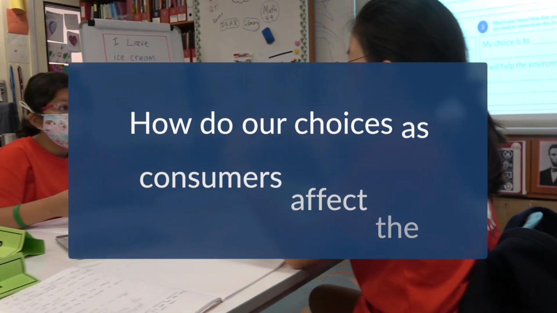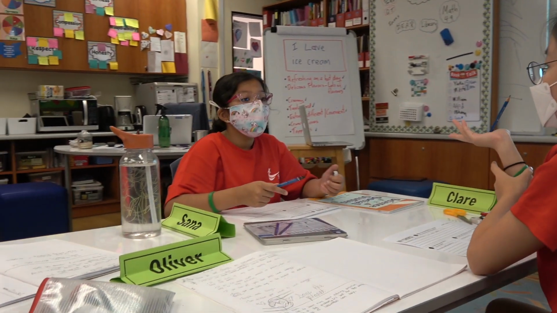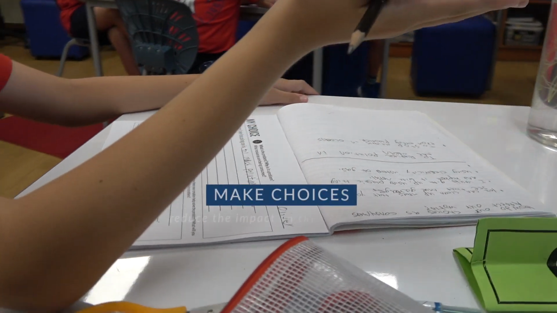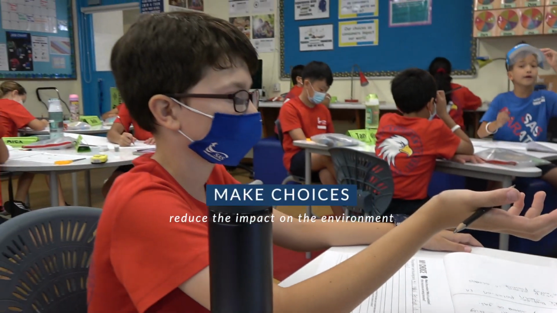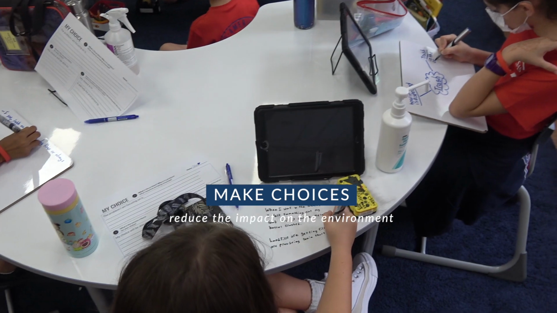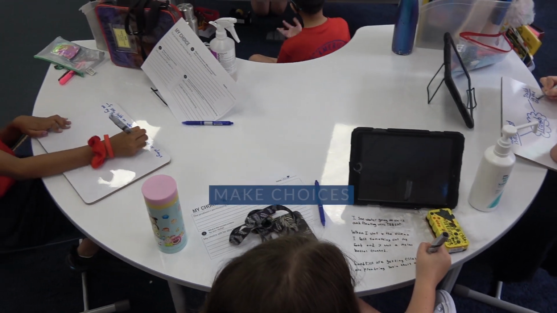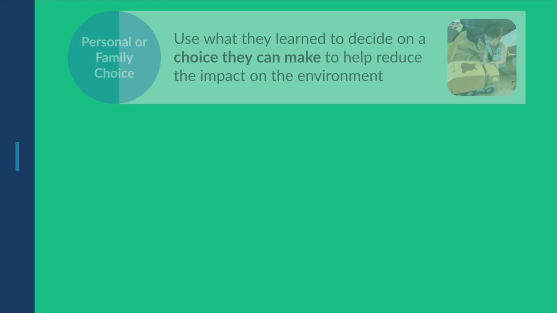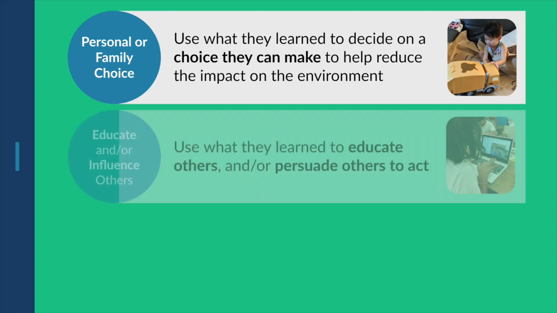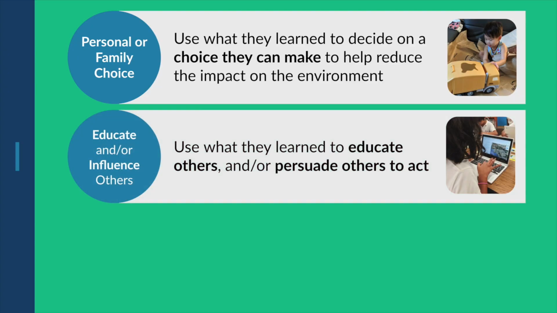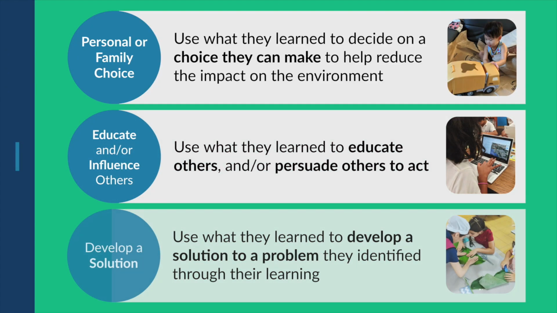After gaining an understanding that their choices as consumers impact their world, students were then asked to make their own choices. They brainstormed choices that they could make to help reduce the impact on the environment. Choices that fell into 3 categories: a personal or family choice, a choice to help educate and influence others to act, or a choice to develop a solution to a problem that can help reduce the impact as consumers.